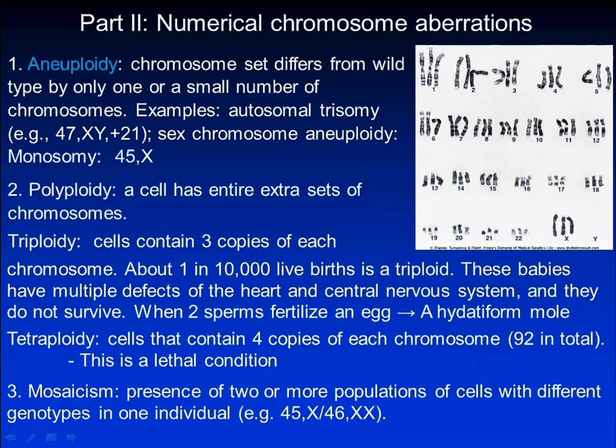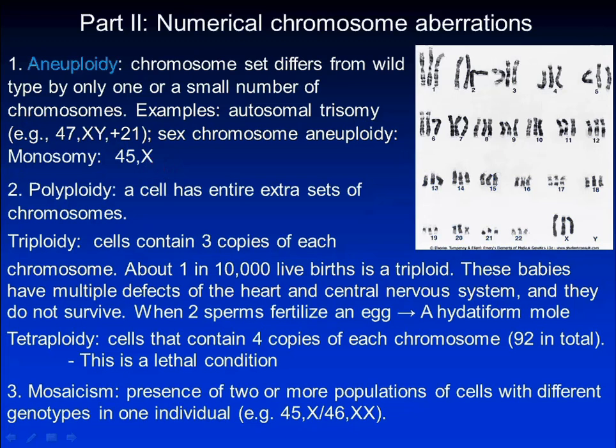Examples include autosomal trisomy, such as trisomy 21, and sex chromosome aneuploidy, such as monosomy 45X. It is also known as Turner syndrome.